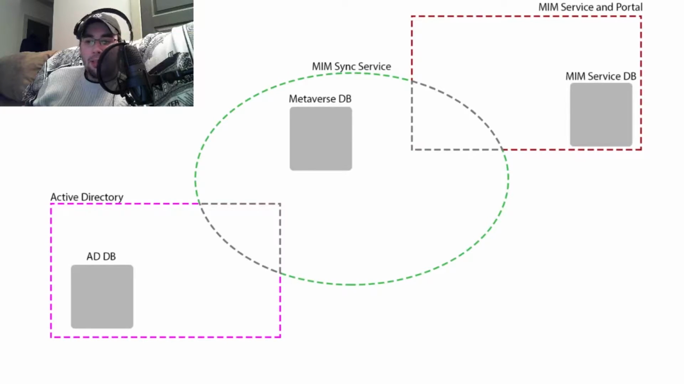So I'm going to try in some of these bonus videos to show what's happening and give an explanation. In the main series, I'll just go over the actual configuration process. So I've hashed up a little drawing here real quick of Active Directory, the MIM sync service, and the MIM service and portal, each of them with their respective databases.